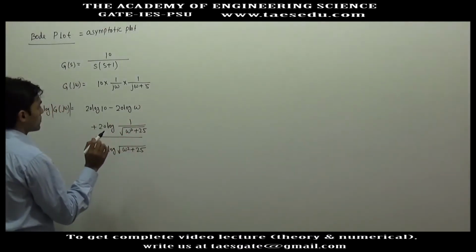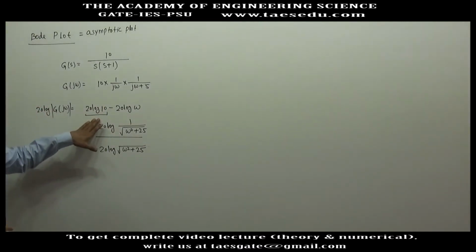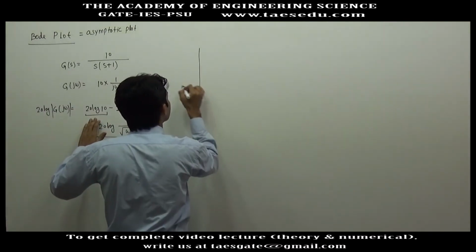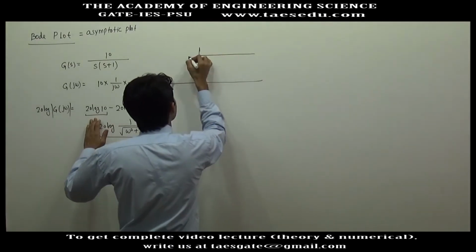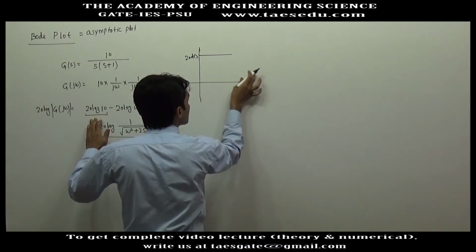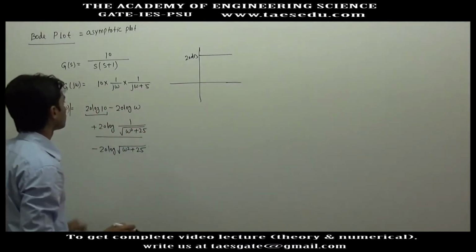So what is the asymptotic plot for 20 log 10? This is already a constant line. Okay, the first one is very simple. You have a constant height of 20 dB here. You don't need to use any approximation here because the graph is already a constant line.